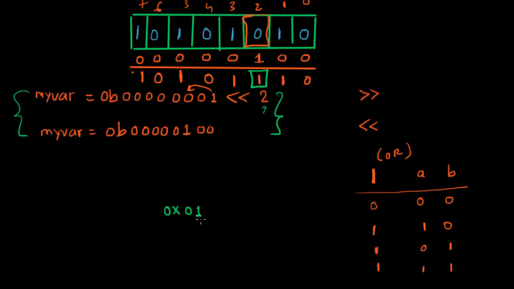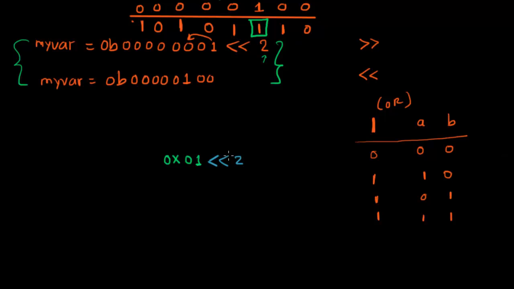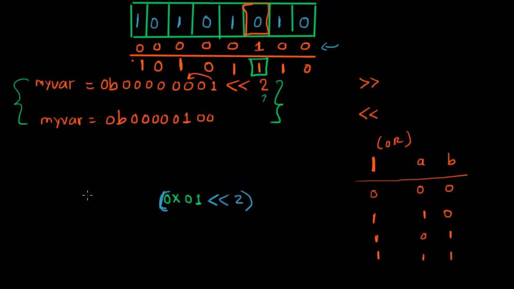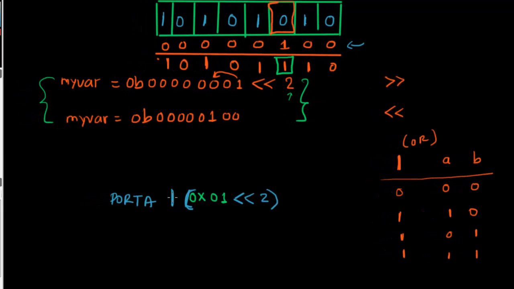So what we do with this one is we shift it by 2 times. Once we shift it, what we get is this particular value. Now, after having shifted, we OR this with port A. So that is what we do here. So this is the port A. So what we do is we OR this value with port A, and then we could save this result in port A itself.